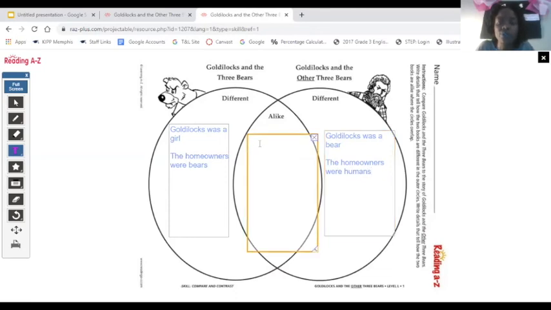Now let's look in the center of our circle. We know that it tells what is alike or what is the same. We know that Goldilocks walked in the forest. She walked in the home. She ate the porridge. What else did she do? Can you think of something? Yes, she also broke the chair where she sat in it. What else did she do? She was discovered asleep in the bed.